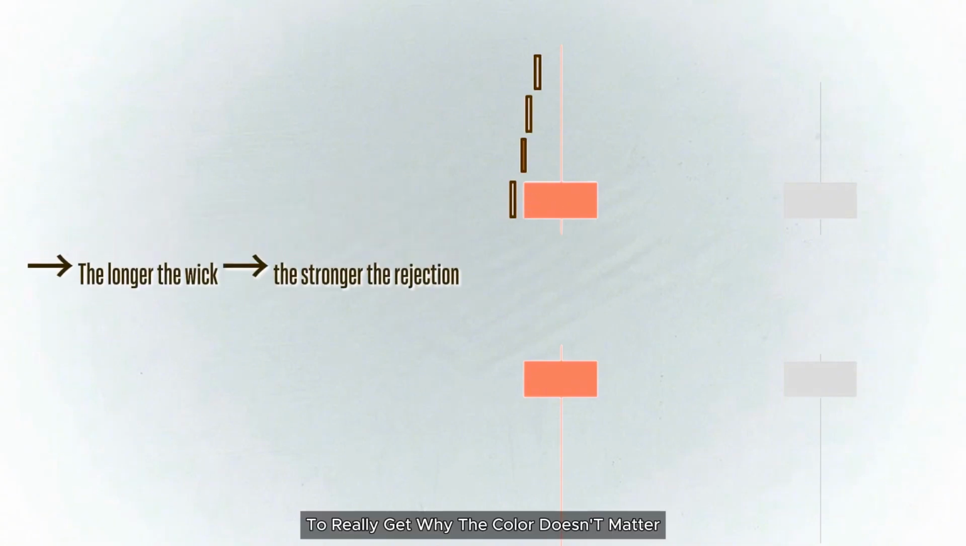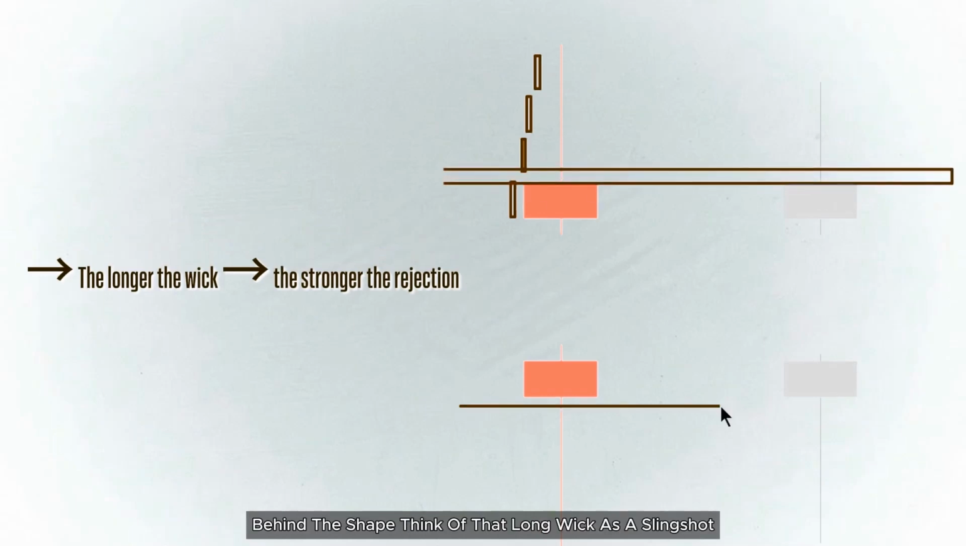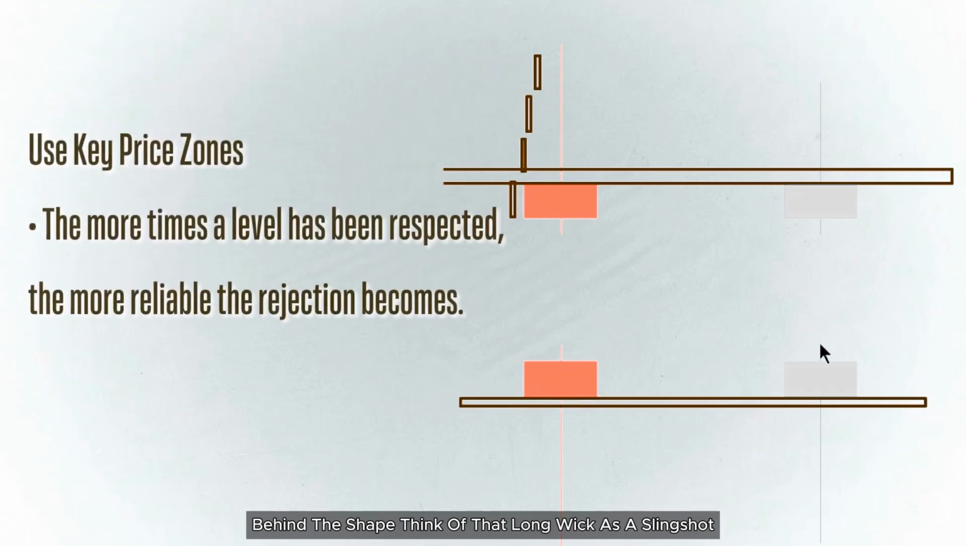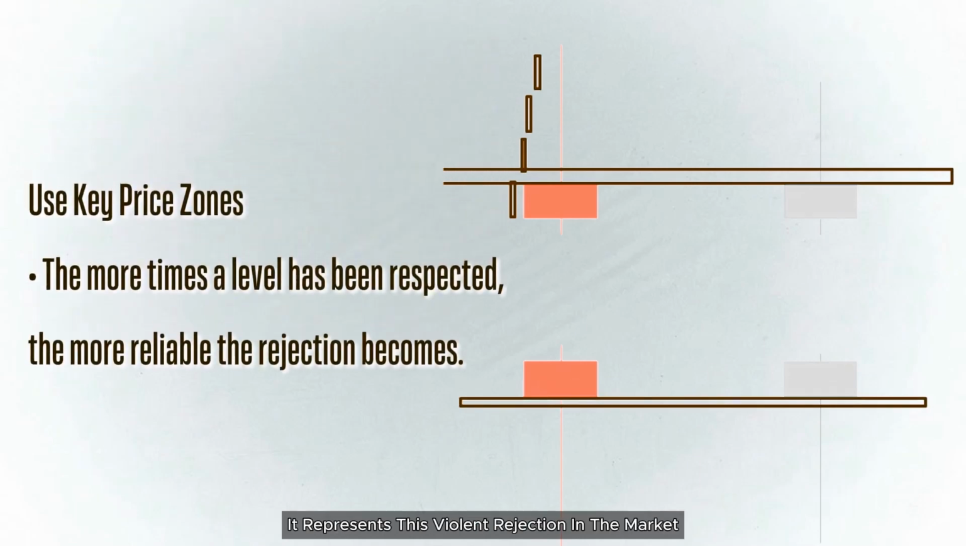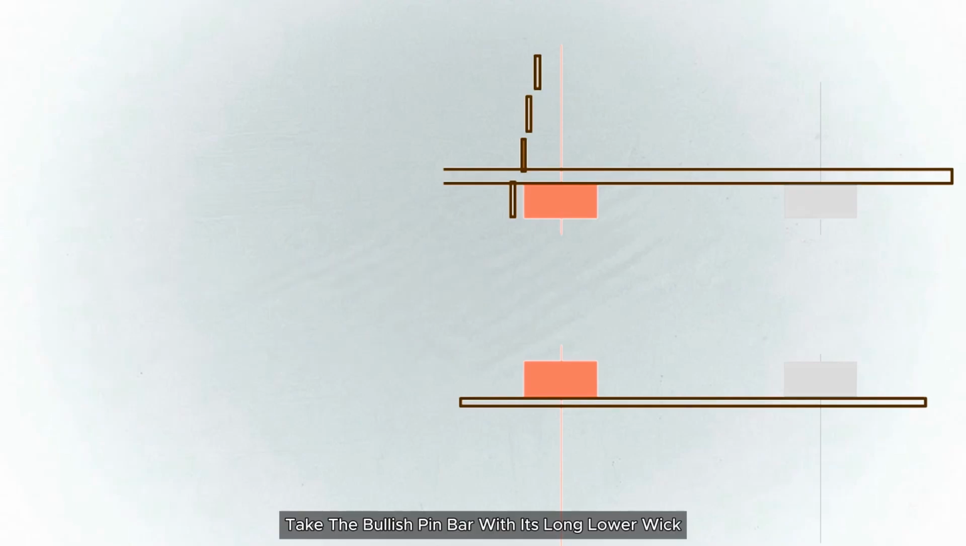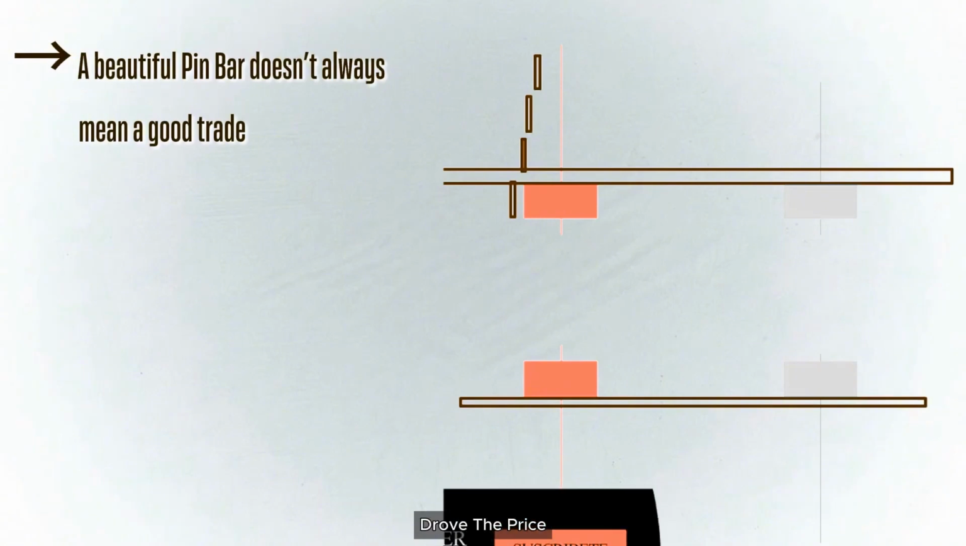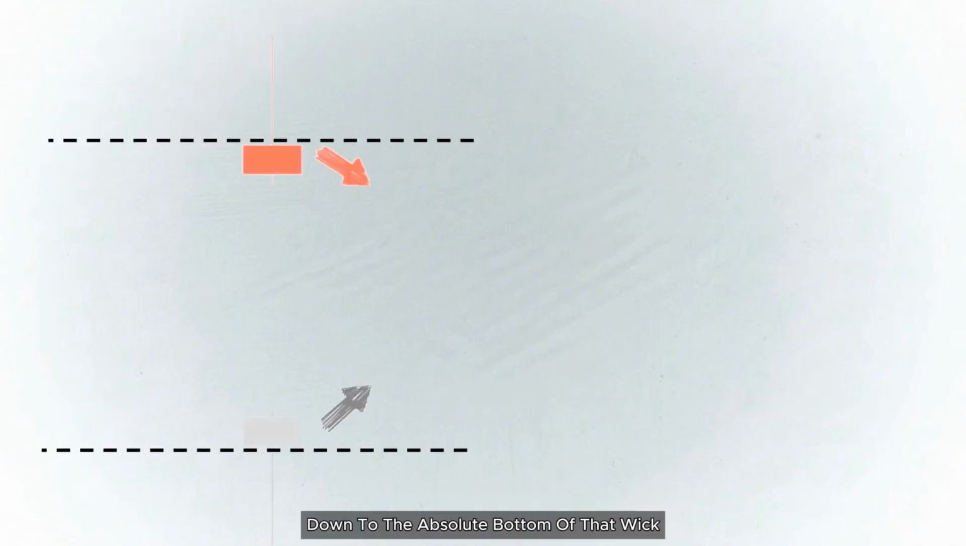To really get why the color doesn't matter, we have to look at the psychology behind the shape. Think of that long wick as a slingshot. It represents this violent rejection in the market. Take the bullish pin bar with its long lower wick, for example. During that specific time period, sellers aggressively drove the price down to the absolute bottom of that wick. But they couldn't sustain it.